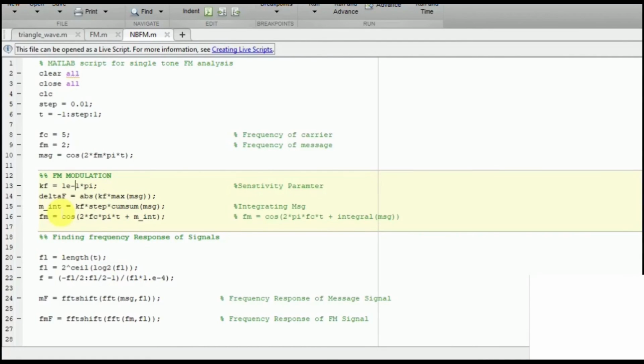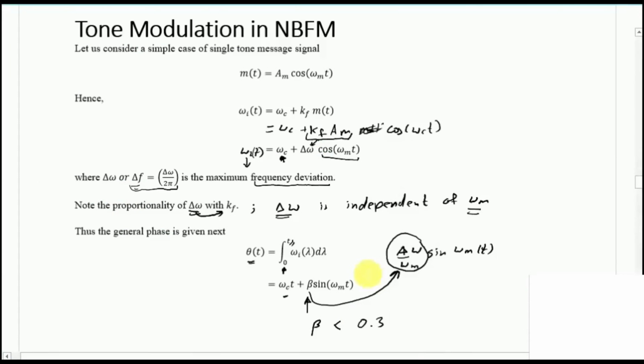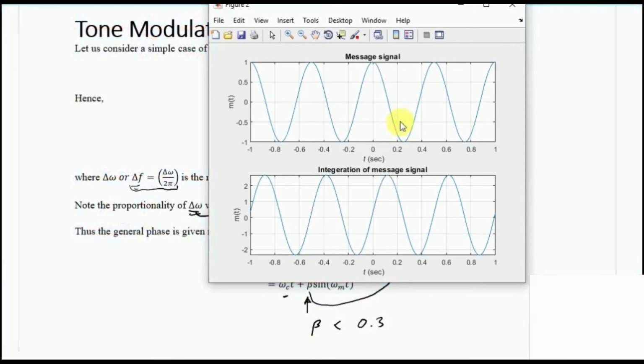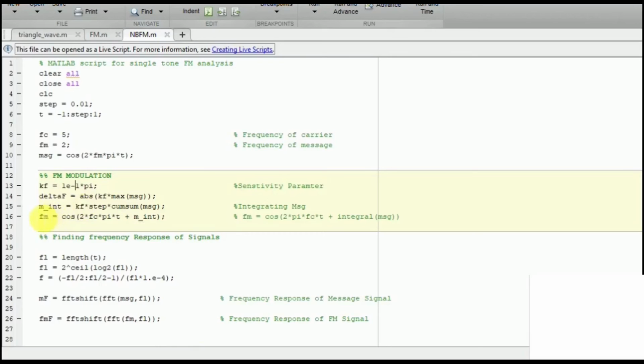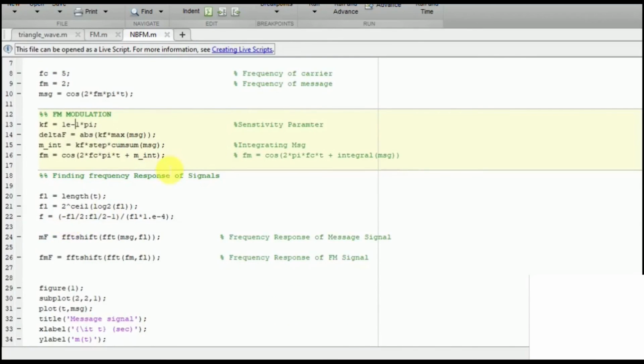And then we have integrated, remember we integrate the message signal. So once we integrate this cos, we get sine, as expressed here, so cos and sine. And then we FM modulate it, cos of 2 pi fc t plus m. This is basically coming from omega c plus kf times a(t), or the integration of the message signal. And for the frequency response plots, I have used a simple fast Fourier transform.